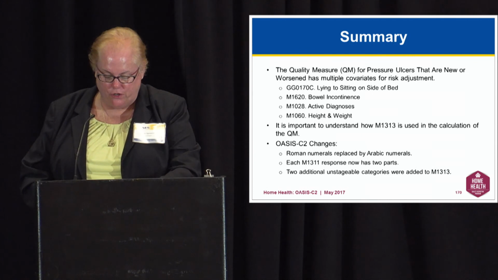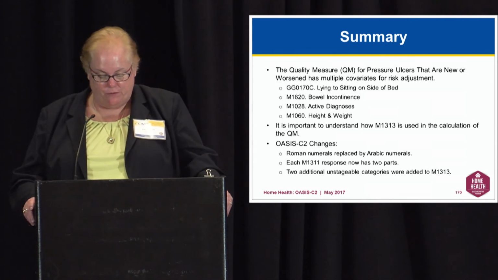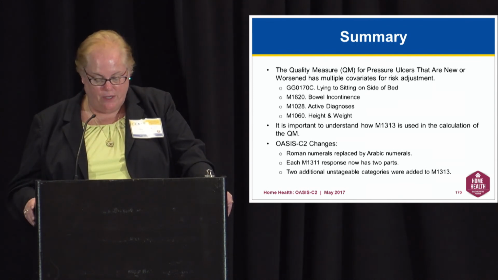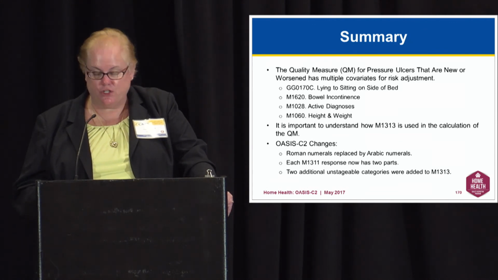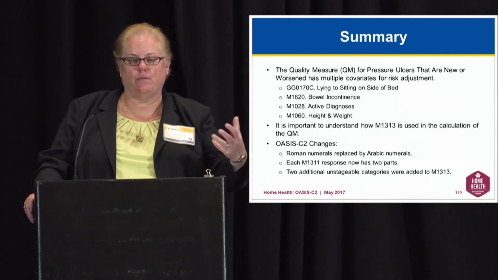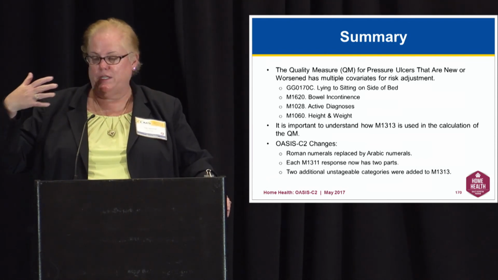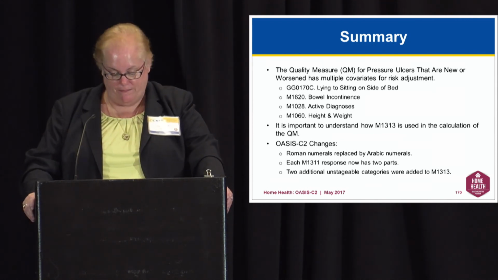So the quality measure for pressure ulcers that are new or worsened has multiple covariates for risk adjustment, and they're written here, and you're going to learn all about those tomorrow. It's important to understand that M1313 is used in the calculation of the QM. So M1311, all the work we did on that was just to establish what was there at the start of care. It's important because it's a comparison measure, but it's the answers at M1313 that are used to calculate the QM.